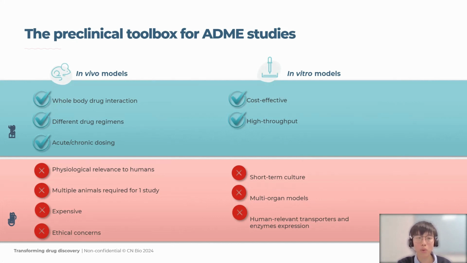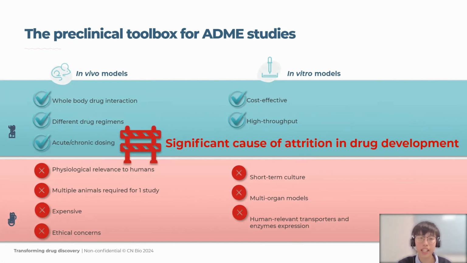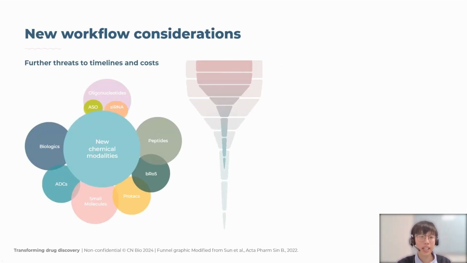Unfortunately, all these limitations have significantly slowed down the progress in drug development. Over recent years, there has been an increasing number of new chemical modalities being proposed, which need to go through the long and complicated process of drug discovery. In addition to the challenges I have just mentioned, there have been further threats to the timeline and cost regarding the use of animal studies.